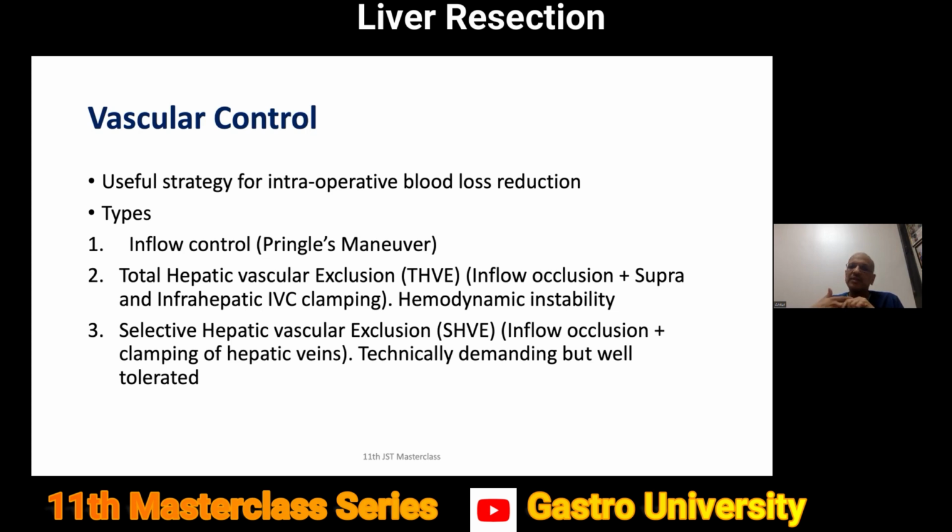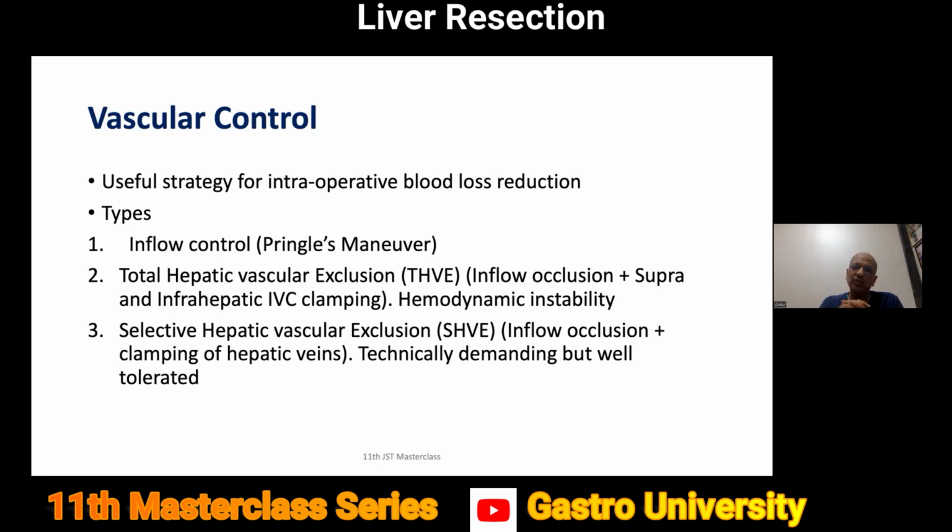And what has been described more often, and I have had situations where I've used it, is selective hepatic vascular exclusion, where you do the Pringle maneuver as well as clamp the hepatic veins. Usually what I've done is I've clamped the right hepatic vein if there's been bleeding during parenchymal transection. So selective hepatic vascular exclusion is the technique which is now recommended because it doesn't alter the hemodynamics as badly as the total hepatic vascular exclusion.